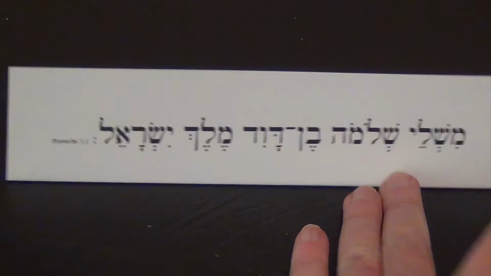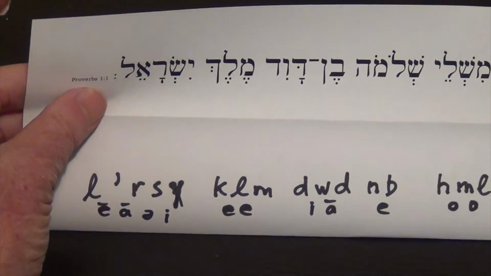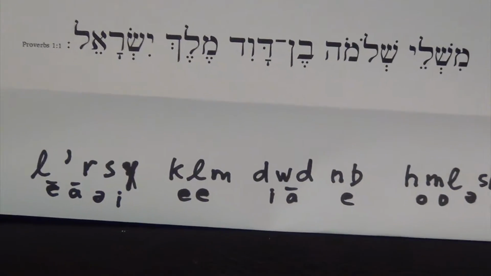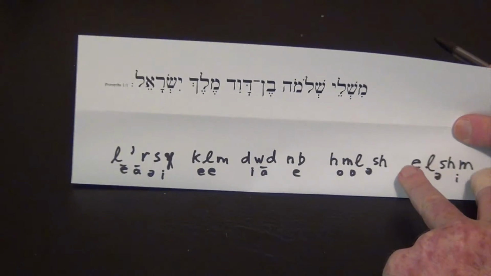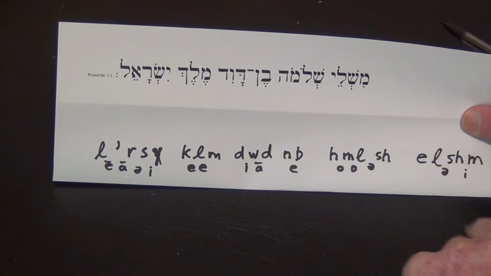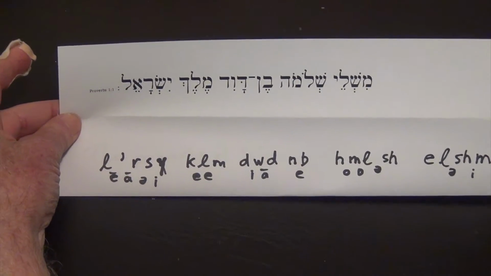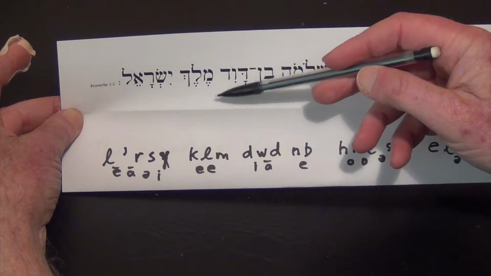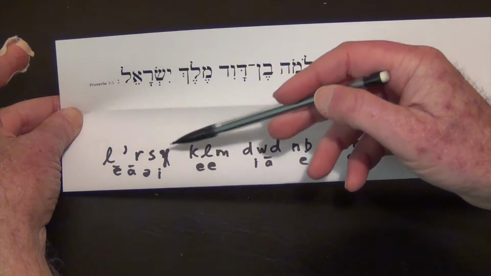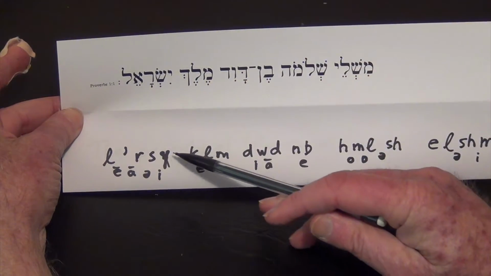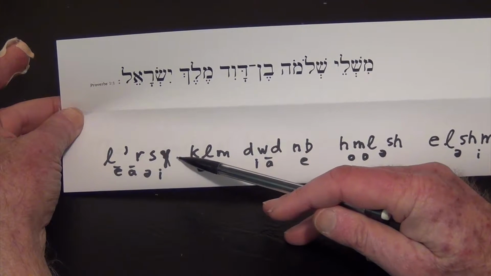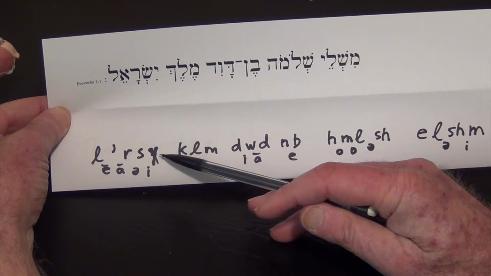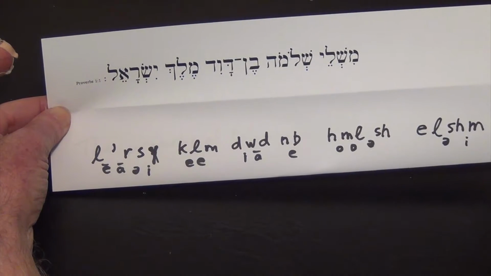So here we are letter by letter. Mishle Shlomo, ben David, Melech Yerushalayim. See, I had trouble again remembering when I'm writing backwards. I always try to write the Y's backwards as well, and the result is a bit of a mess, but we got there.